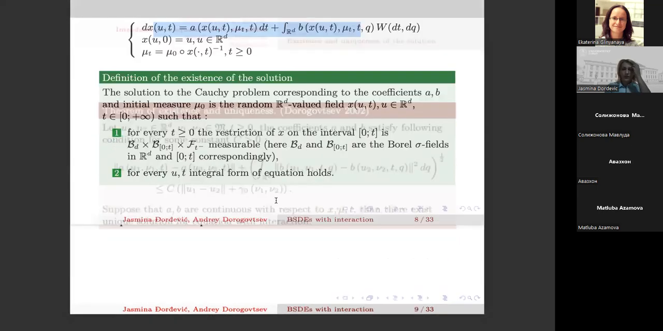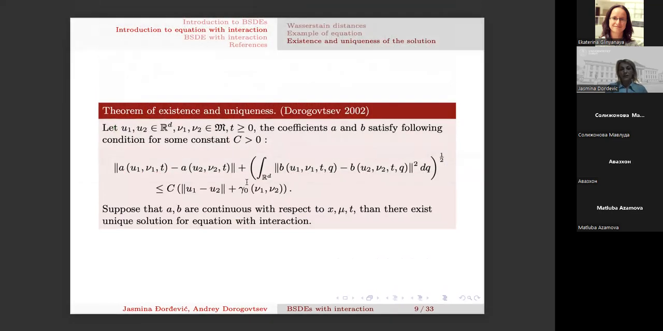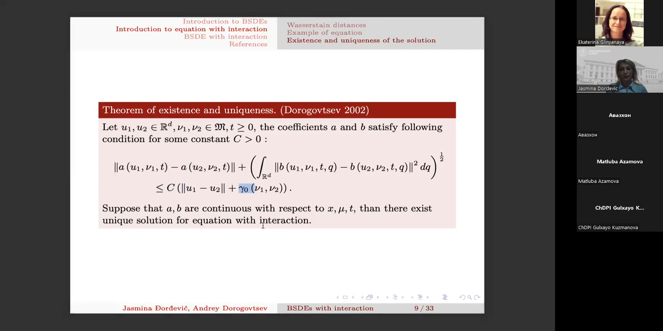In the same work, he gave the conditions under which this exists. For any continuous functions a and b with respect to all parameters, if in addition a and b satisfy some kind of Lipschitz condition with respect to the Wasserstein distance of order 0, given here, then there exists a unique solution of the stochastic differential equation with interaction of a general form. So this was the motivation for us to adapt this theory to the case of backward stochastic differential equations.